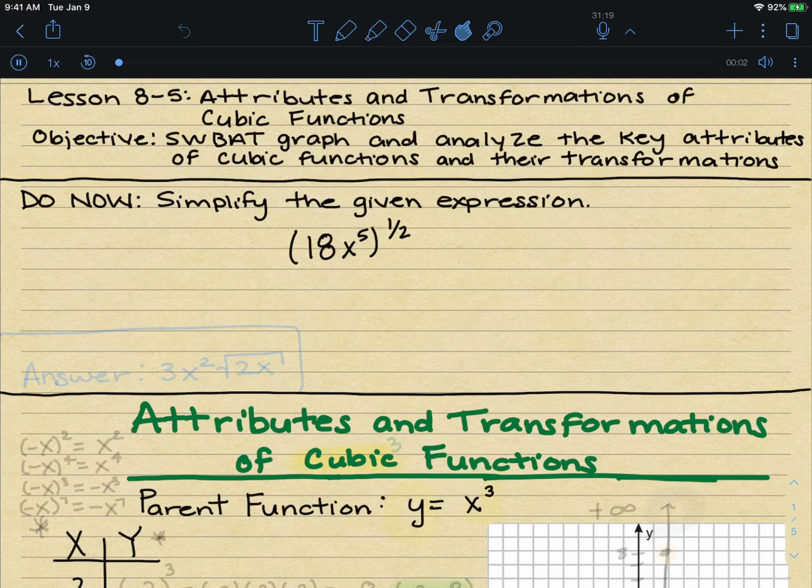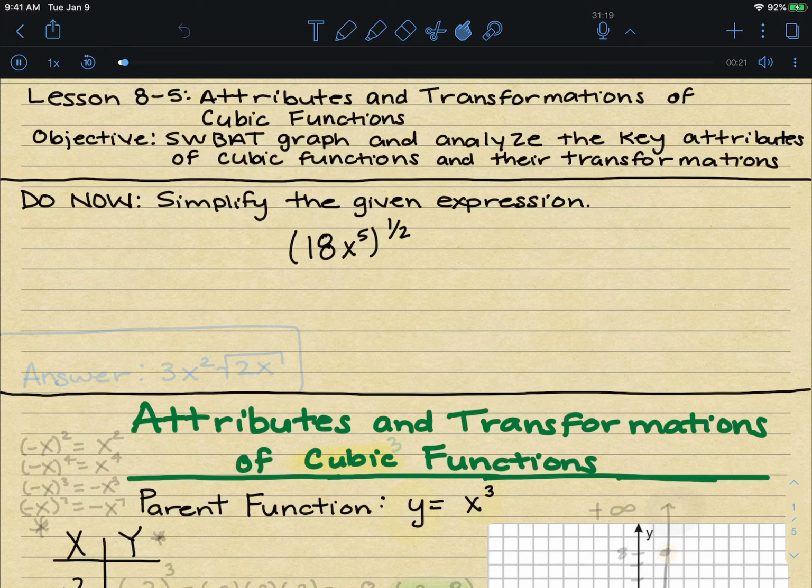Lesson 8.5, Attributes and Transformations of Cubic Functions. The objective for today is that students will be able to graph and analyze the key attributes of cubic functions and their transformation. Now, this is not the first time we've done something like this. We've done this multiple times.